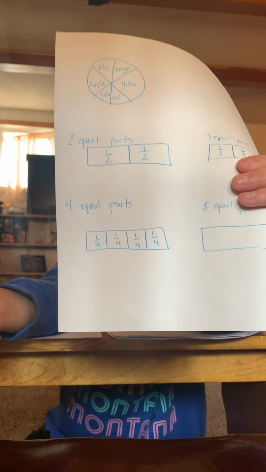Okay? And I hope you can see that. I know it's kind of difficult, but trying the best that I can. All right, now let's try one more. 8 equal parts. How would we divide a rectangle into 8 equal parts? Take a second to think about that. It's just like what we've been doing.